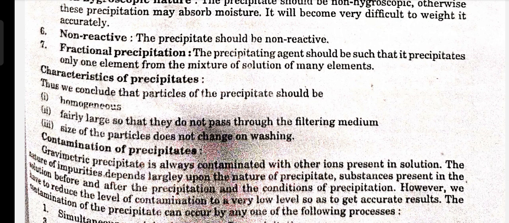Characteristics of precipitation. Number 1, homogeneous. Number 2, fairly large so that they do not pass through the filtering medium. Number 3, size of particles does not change on washing.